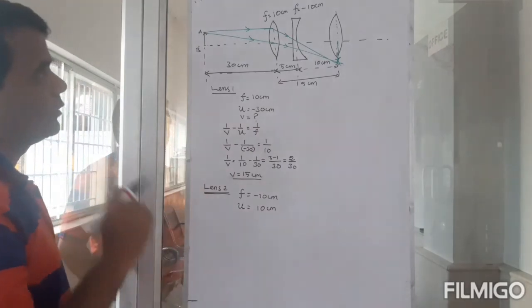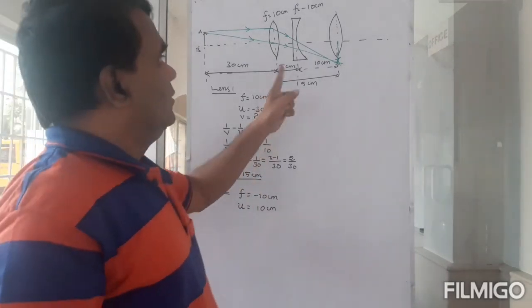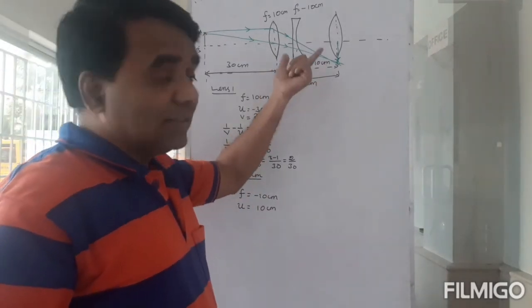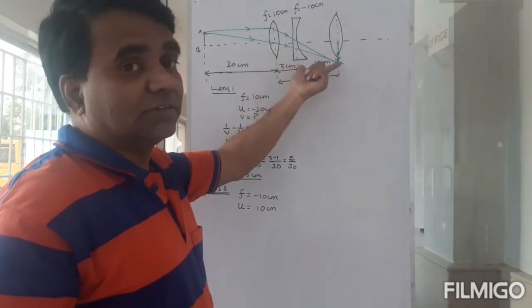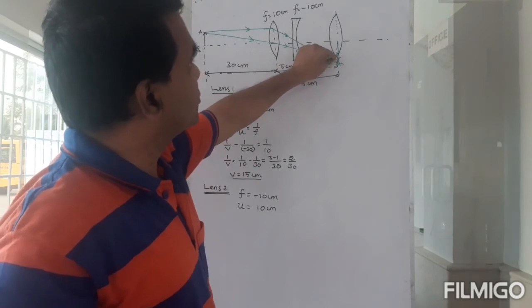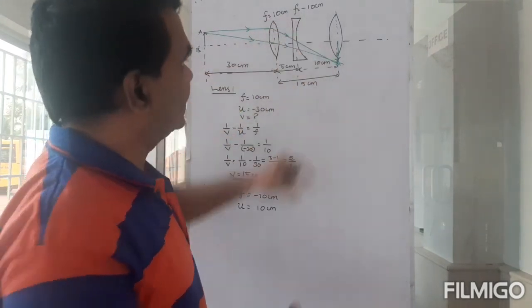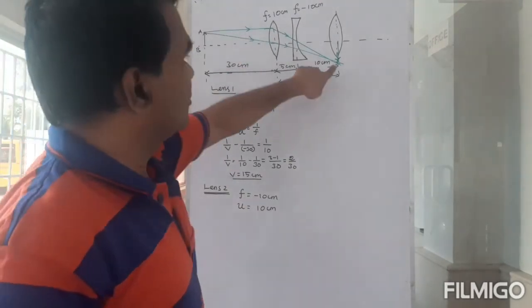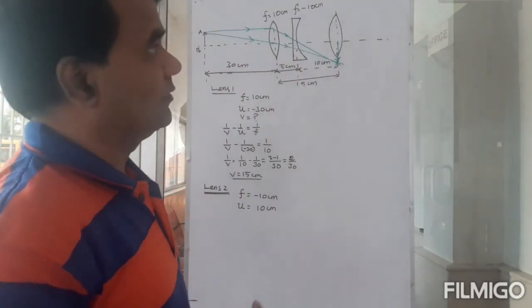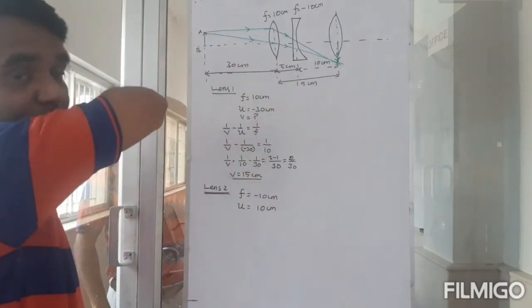Okay, now the question is: is this a real object or a virtual object? This is a virtual object for this lens. You see, this is what it is going to use as the object, where the lines are converging. The actual object is here, but it is going to be a virtual object here.